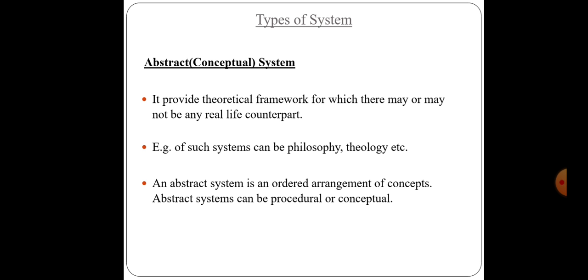Now comes the abstract system. It provides a theoretical framework for which there may or may not be any real life counterpart. For example, philosophy, theology. So, continuing with the abstract or the conceptual systems, philosophy and theology all come under the abstract system. It is an ordered arrangement of concepts, and it can be procedural or conceptual.